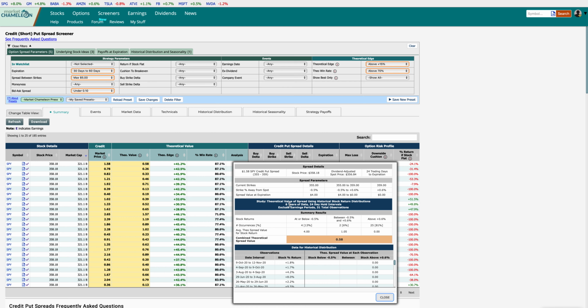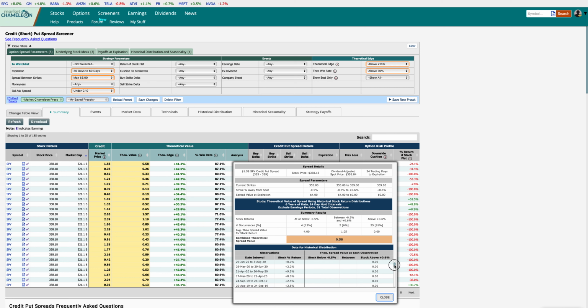This then tells me that over the last 6 years, holding this put spread for 24 days, there's 31 total observations excluding earnings period. Obviously with SPY there is no earnings. Out of those 31 total observations, 4 of these have been below our long strike, 2 have been in between our short strike and our long strike, and 25, or 81%, have been a 100% winner.